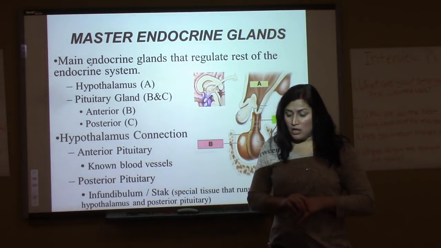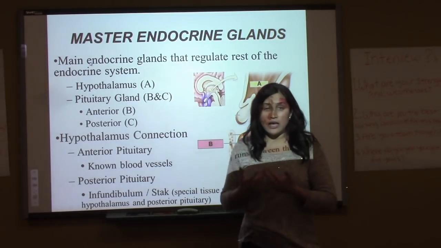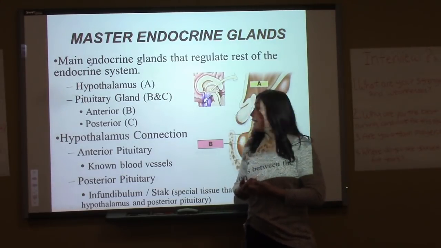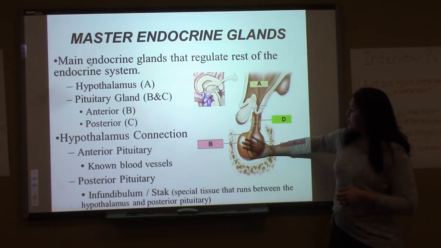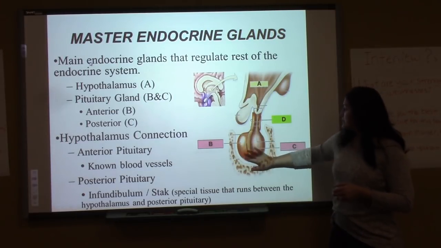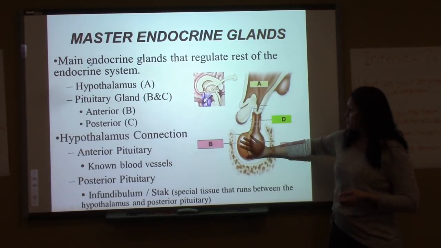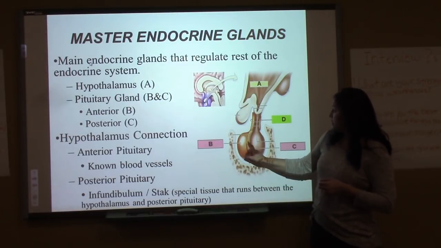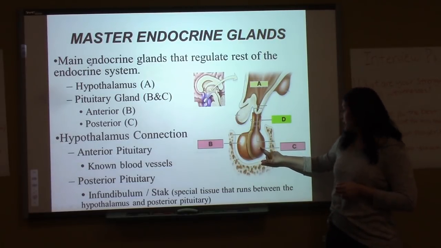So let's start. If you recall from your anatomy, there are two master glands that are part of the endocrine system, which are the hypothalamus and the pituitary gland. In the image, A is the hypothalamus, and B and C collectively are called the pituitary gland. Now the pituitary gland is broken up into two parts. Here is B, the anterior pituitary gland, and then C, the posterior pituitary gland.